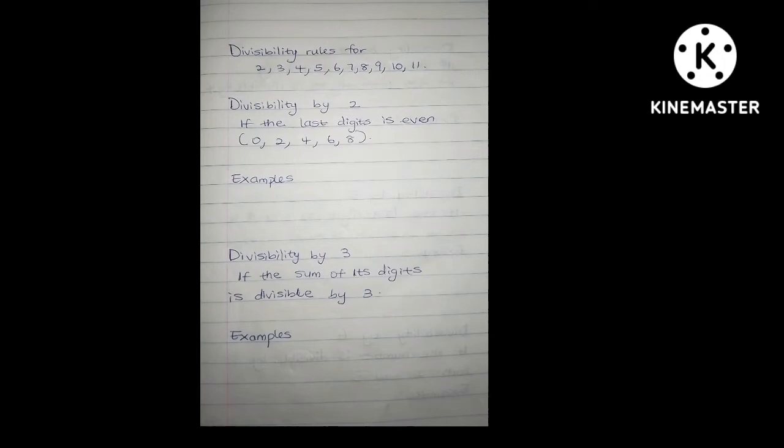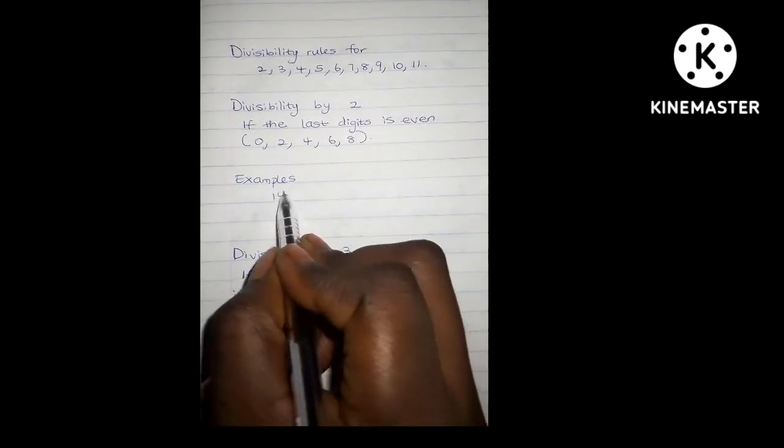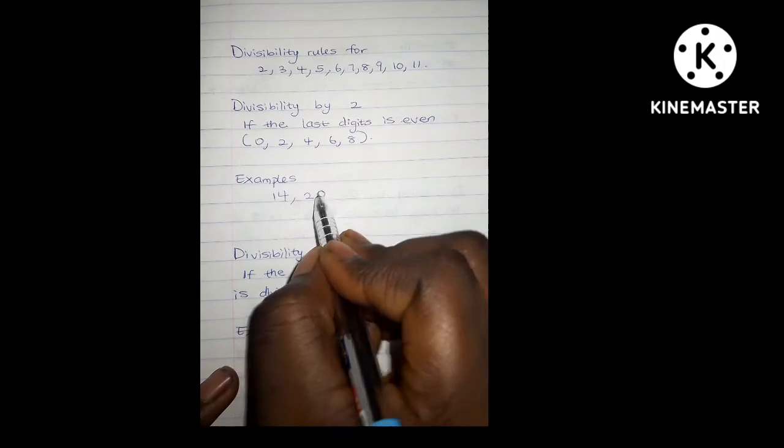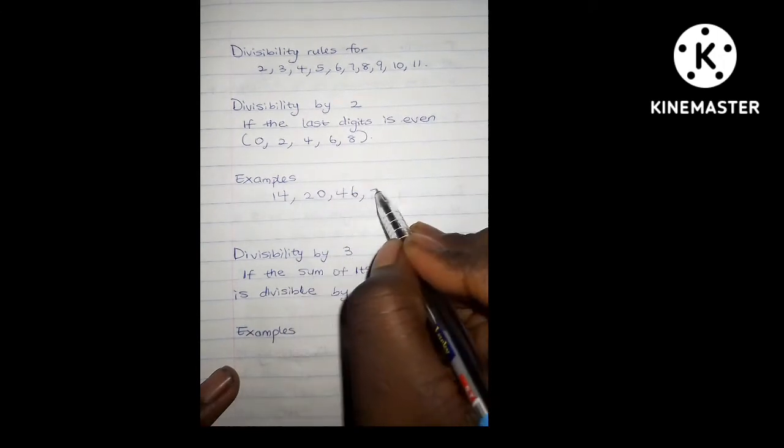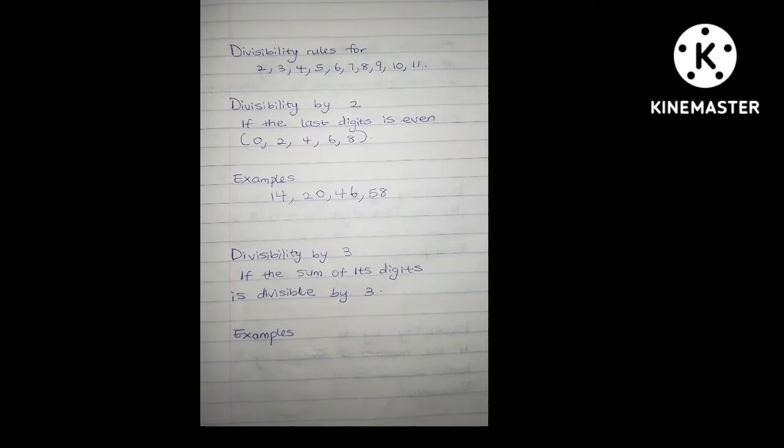We're going to take a look at the divisibility by 2. For us to know if a number is divisible by 2, the last digit must be even. And what are even numbers? We have 0, 2, 4, 6, 8, 10 and the rest of them. So if the last digit of that number is even, then that number is divisible by 2. Examples of such numbers we have 14, 20, 46, 58 and so on. It's continuous. In as far as the last digit of that number is an even number, then it is divisible by 2.